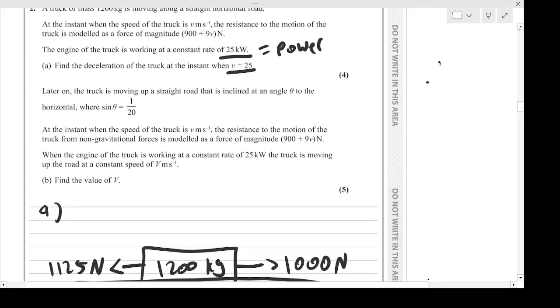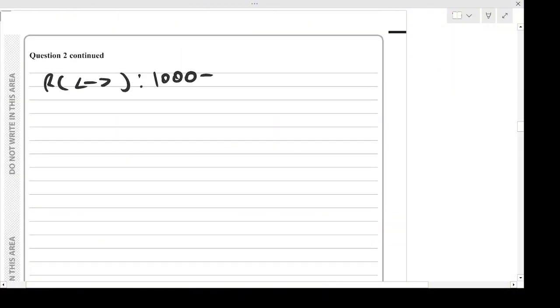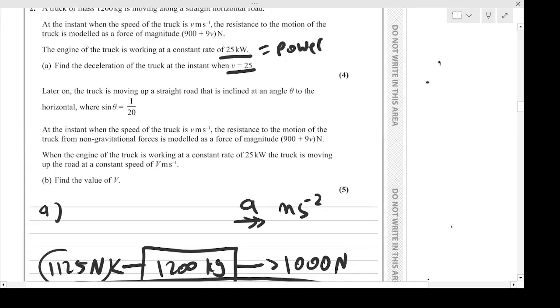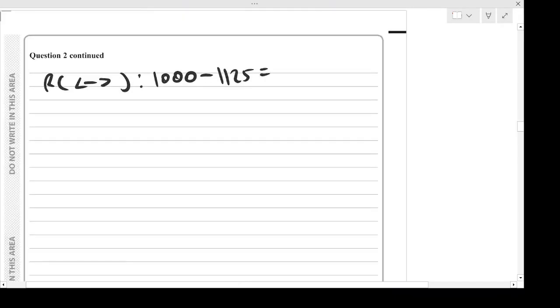Right, so now, remember, we want the acceleration. So, let's assume the acceleration is forward, right? Okay, it's moving forward with an acceleration A. So I can just use F equals ma, right? So if I resolve horizontally, forwards and backwards, my forwards force in the positive direction is 1,000. Take away the backwards force, which we worked out to be 125, and that's going to equal ma.